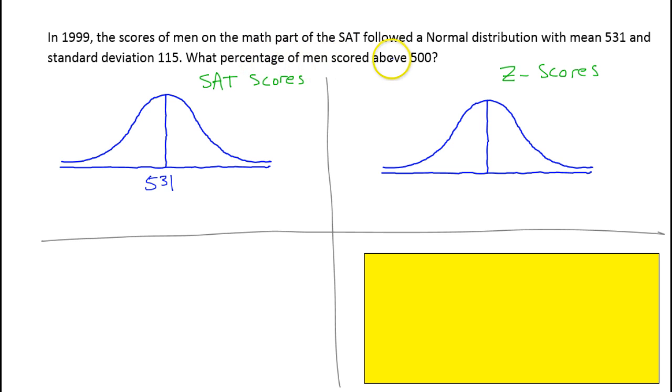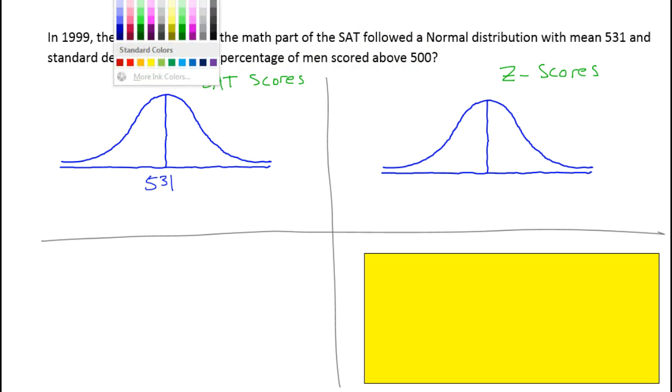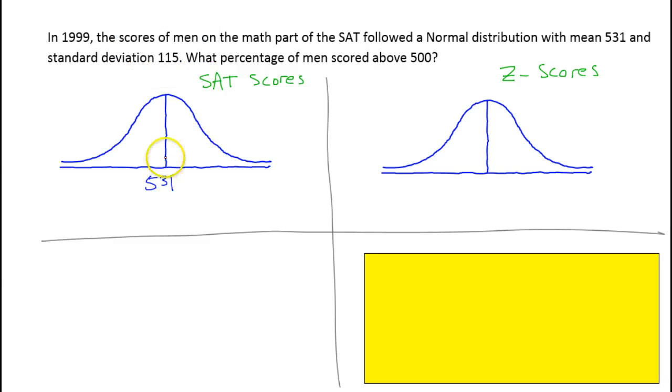What percentage of men scored above 500? Again, this 500 is an SAT score. Now, that is less than 531, so I'm going to put that number over here to the left. Here's my 500. Now we want to know what percentage of men scored above 500. So we're talking about the percentage of data that's to the right of this 500. It's the yellow zone that we're looking for.